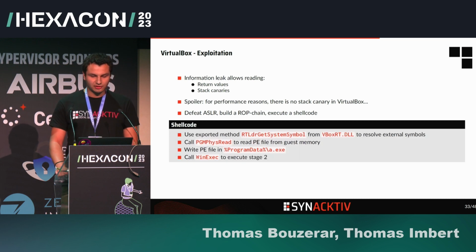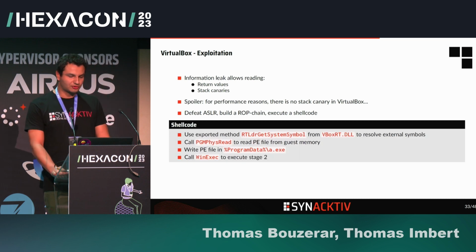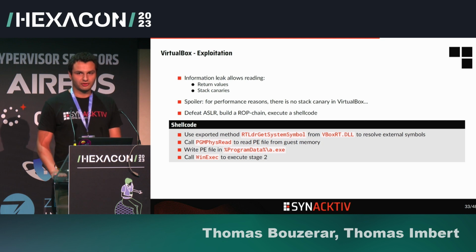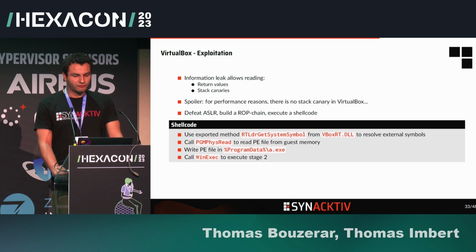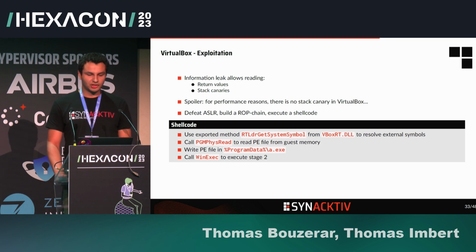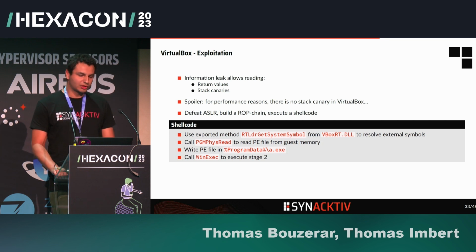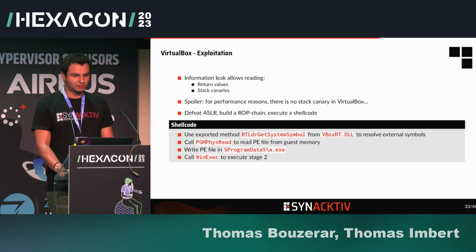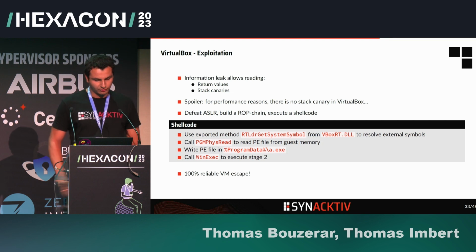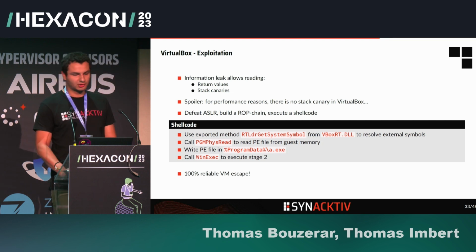And the shellcode is quite straightforward. We first resolve external symbols that we need for the next step. And we use, once again, PGM physRead to read the second stage PE file from guest memory. Then we write the PE file to the host system, and we call WinExec to execute the second stage. And then we have a 100% reliable VM escape.